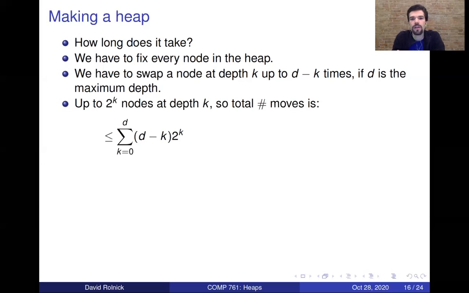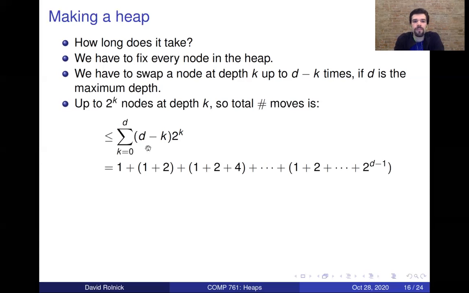Okay, so let's try writing this out. Here, there are d minus k copies of 2 to the k. So for example, if k equals 0, there are d copies of 2 to the 0. So it's 1, 1, 1. These are all the d copies of 1. There are d minus 1 copies of 2, d minus 2 copies of 4, and so on. There's only 1 copy of 2 to the d minus 1.